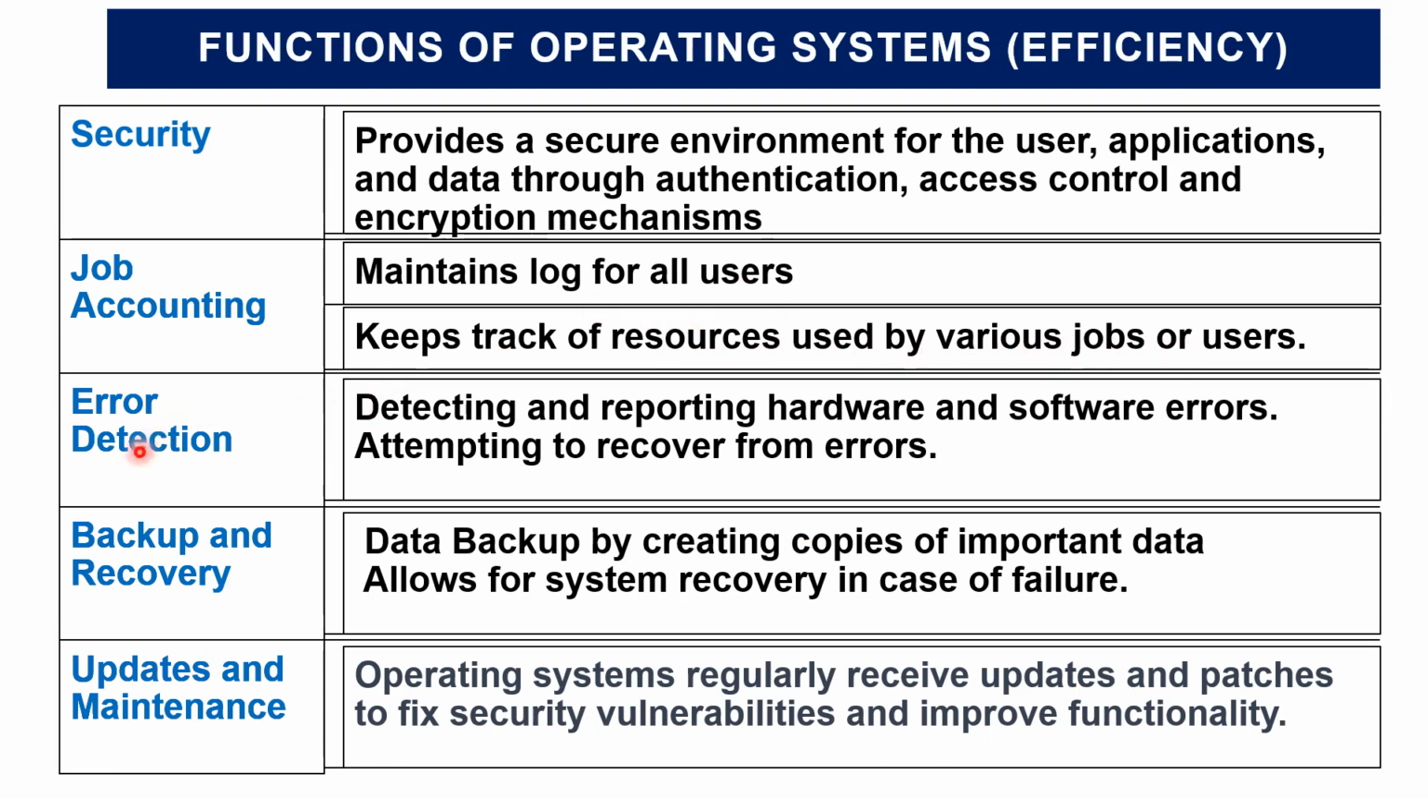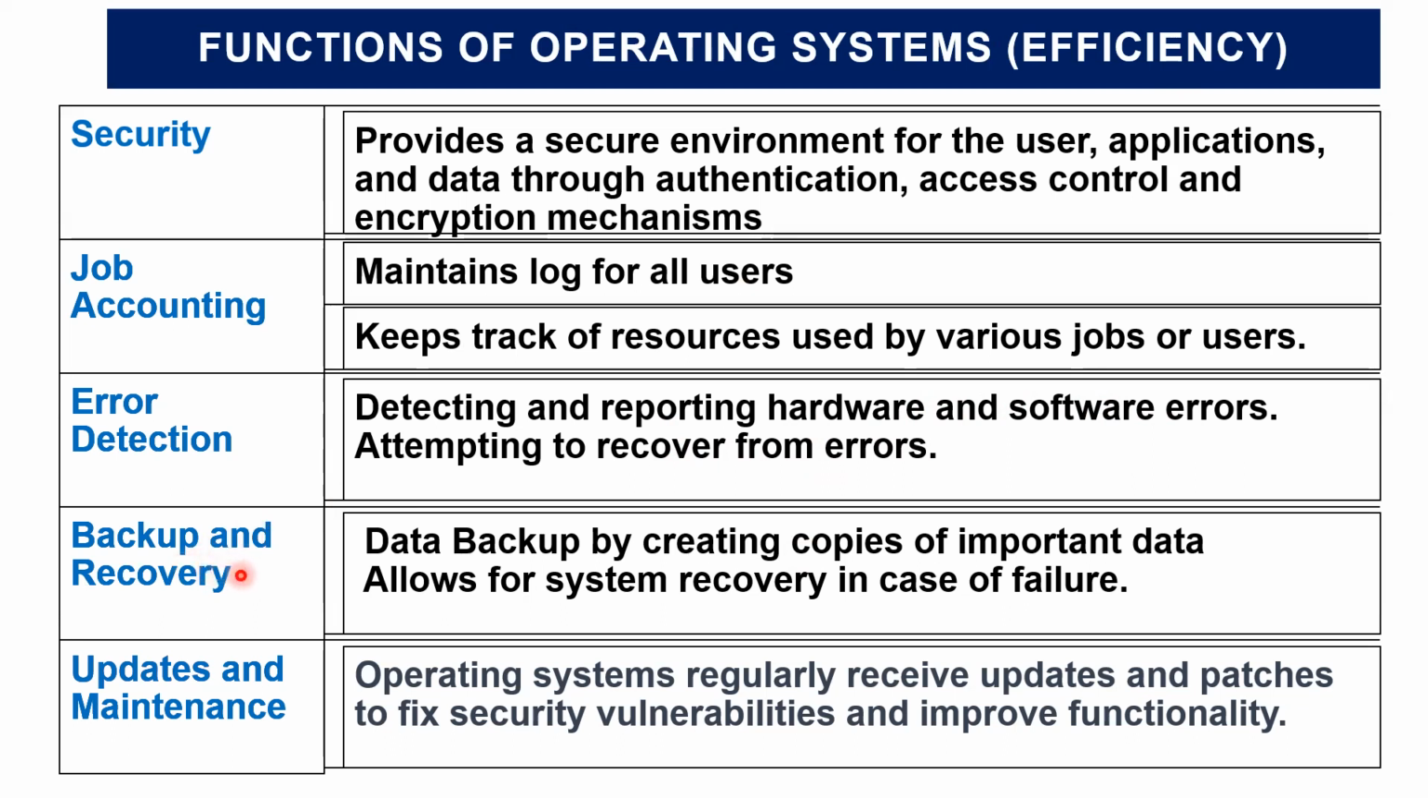Next one is error detection. During the execution of applications, there can be different types of errors, which may include hardware or software errors. For example, if you give a print command and the printer is not connected, it gives an error called printer not ready. The operating system is responsible for detecting and reporting the type of errors, whether it is a hardware error or software error, and it also attempts to recover from errors by the corresponding reporting mechanism.